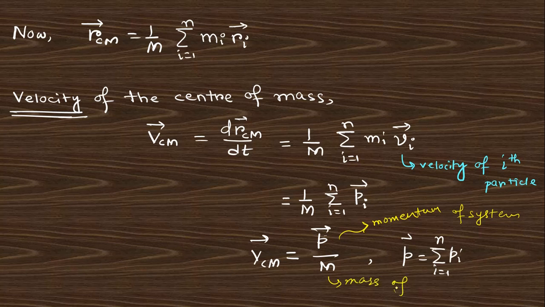M is the mass of the system, and V_CM, you know, is the velocity of center of mass. Clear?